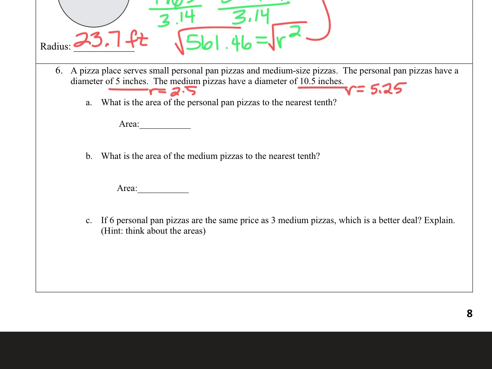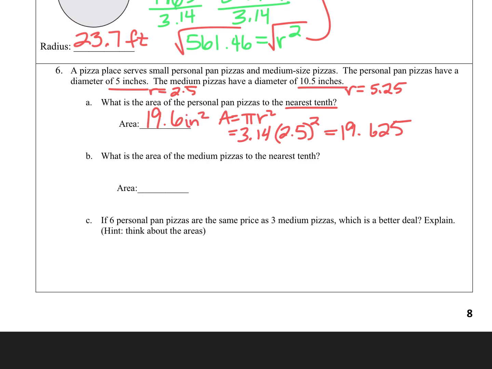What is the area of the personal pizzas to the nearest tenth? Nearest tenth means I'm going to round it to 1 decimal place. So area equals pi r squared. That's 3.14 times 2.5 squared. In my calculator, I type exactly that, and I get 19.625, which rounds to 19.6 inches squared.